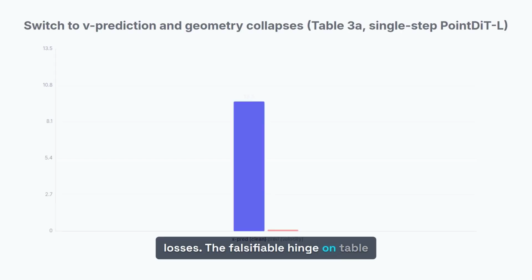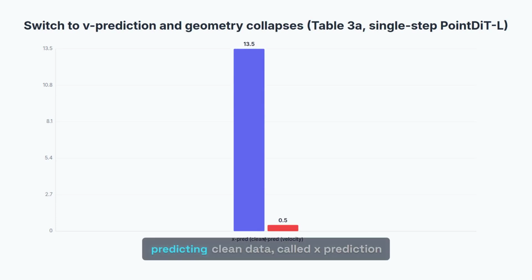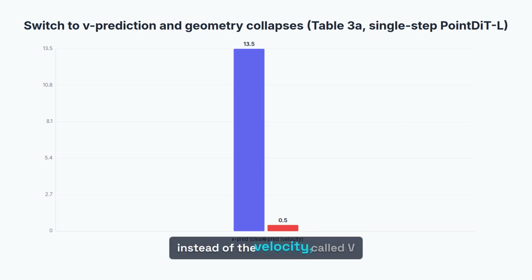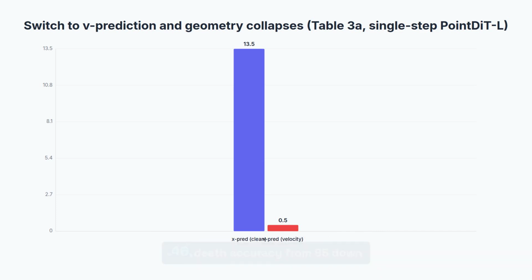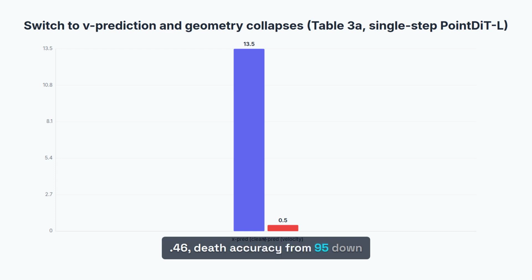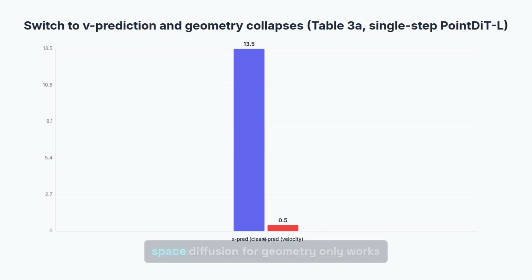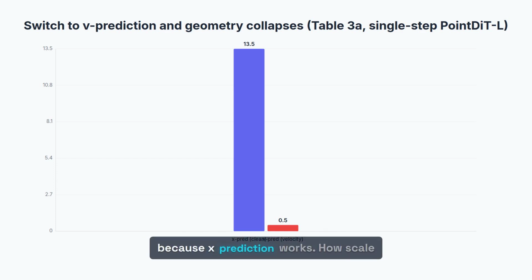The falsifiable hinge on table 3. The central design choice is predicting clean data, called X prediction, instead of the velocity, called V prediction. Switch to V prediction and the model collapses. Boundary F1 falls from 13.5 down to 0.46, depth accuracy from 95 down to 58%, a 29 times collapse on a single design lever. Pixel space diffusion for geometry only works because X prediction works.